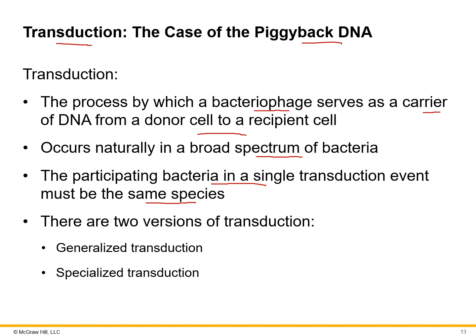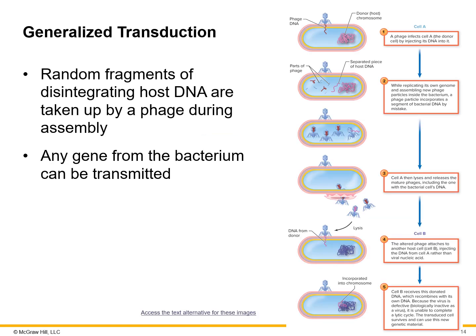Now there are two different versions of transduction, generalized and specialized. So in generalized, what happens is there are random fragments of the host DNA. So just to go over a typical bacteriophage infection: here's our bacterial cell, here's our phage, our bacteriophage. It just attached and inserted its viral DNA or RNA. It takes over the host cell by chopping everything up into little bits, and now it needs to assemble. So it's going to put its spikes together in its capsid.